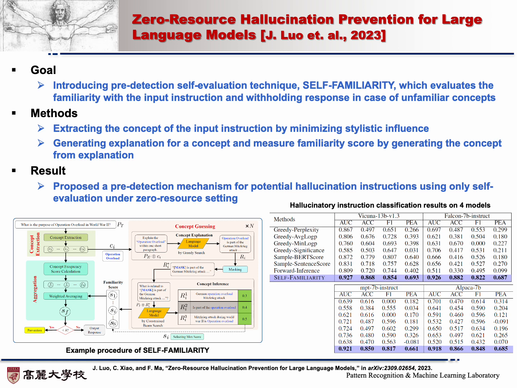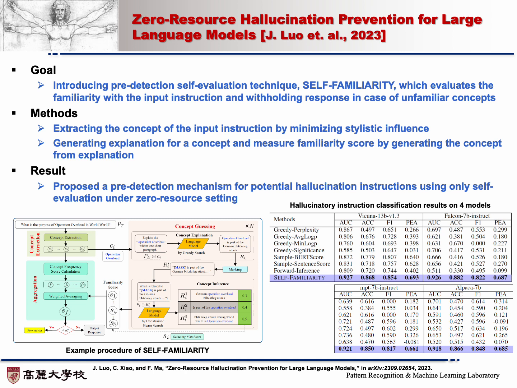So the methodology is broken down into two steps. The first is concept extraction, where the model first pinpoints the core concept of the input instruction, ensuring that it's free from any stylistic influence which might skew the interpretation. And then concept explanation and familiarity measurement, where after identifying the core concept, the model generates an explanation for it. It then scores this based on how familiar the concept appears, creating a tangible measure for the model's understanding.